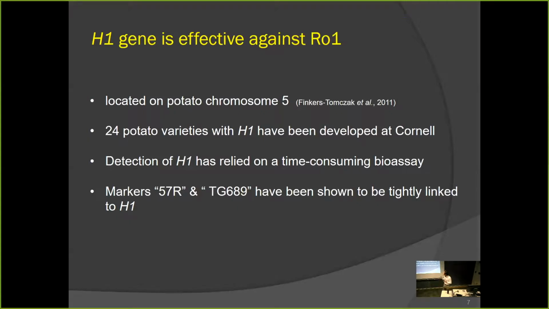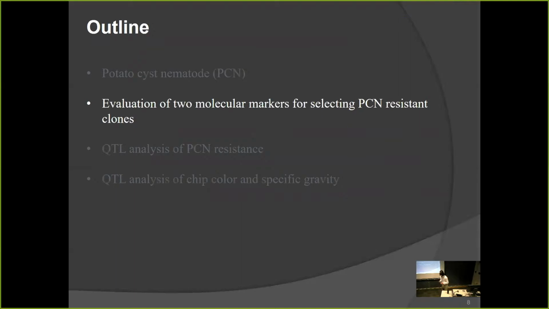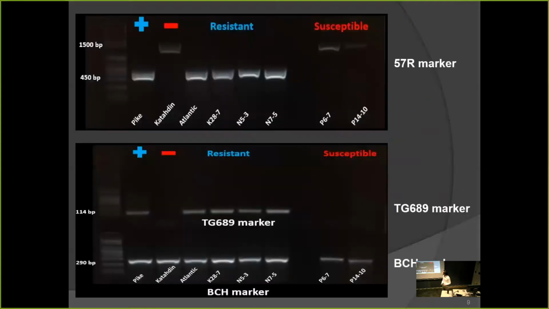So I started to evaluate these two markers, which are known to be tightly linked to the H1 gene. So from now on, I'm going to explain how I evaluated the two molecular markers for selecting R1 resistant potato clones. This picture shows the PCR result of the 57R marker and the TG689 marker.